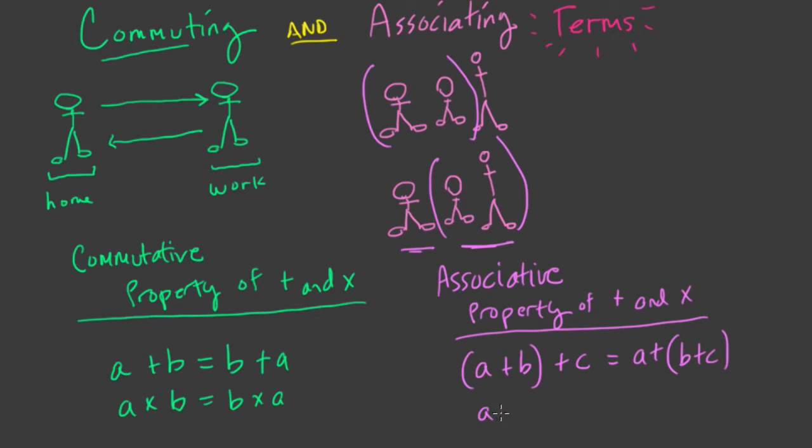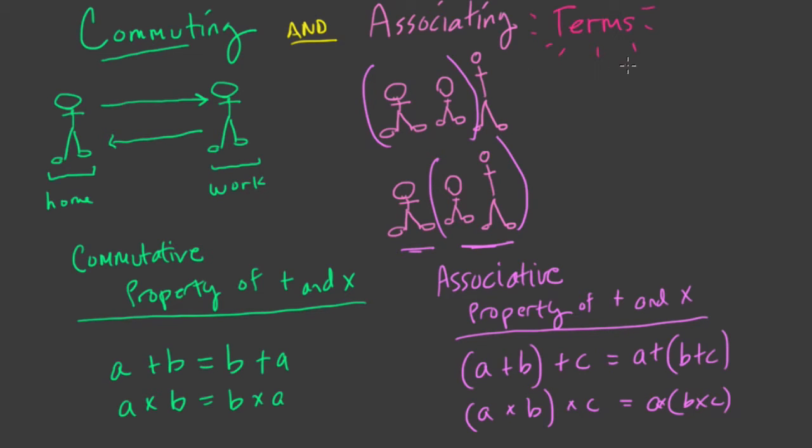And the same is true for multiplication. a times b and then multiplying by c is the same as a times the quantity b times c. So b times c first and then a. And these properties are so valuable, and we're going to look at some examples to understand that.